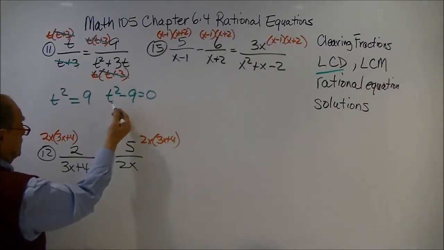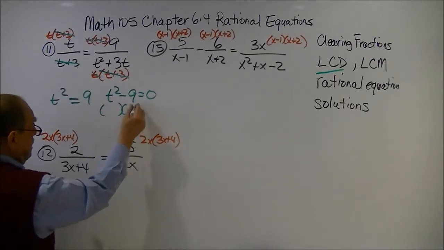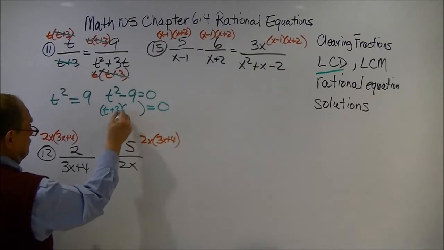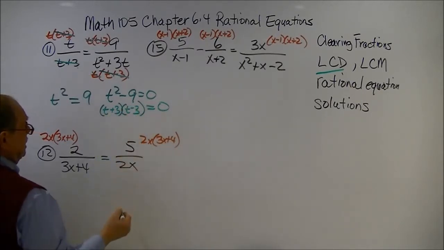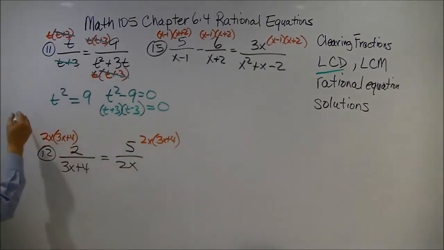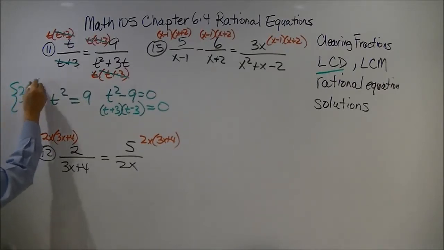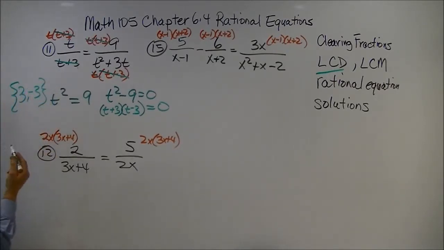This is the difference of perfect squares, which will factor into its conjugates. So the answer set of this one will be 3 comma negative 3. Or you could have reversed that there.